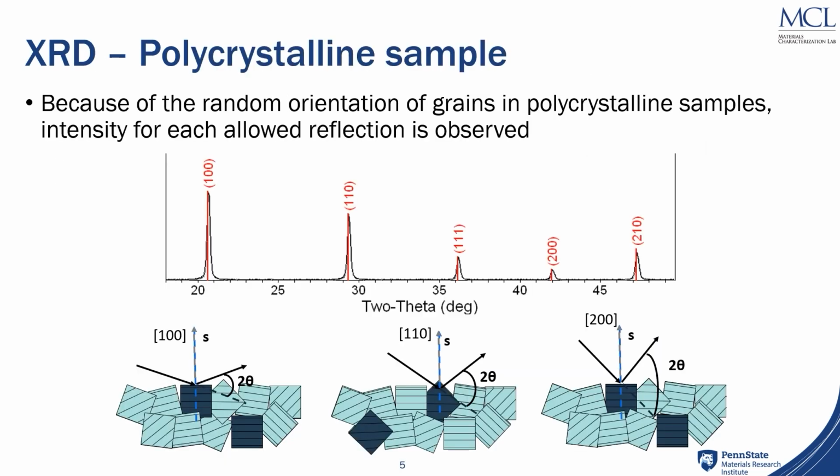So how do we see texture? In a polycrystalline sample in XRD, if you have a random orientation here, you would expect to see all possible grains. And the intensity for each allowed reflection gives you the height of the peak that you see there. So in this example here, the first peak comes from 100 planes. Then you see 110 planes, 111 planes, 200 planes, 210 planes. All of the possible planes that could be visible are seen because there will be some crystallite in the diffraction condition.